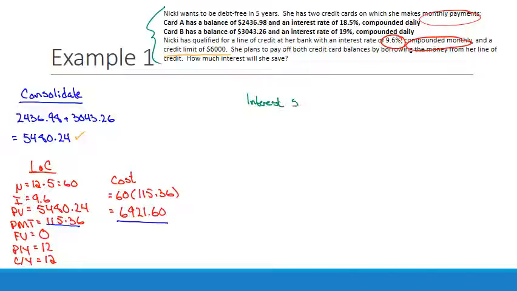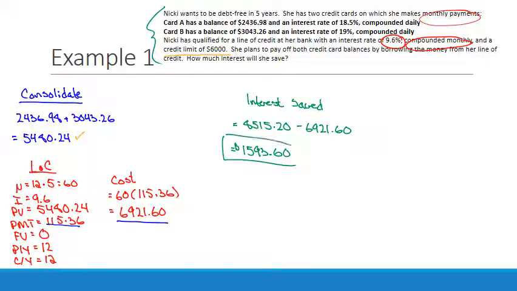So interest saved, well, do it officially. I was just using rough numbers there. In the first situation, she ended up paying $8,515.20. And now she's paying $6,921.60. And so she ends up saving $1,593.60. So that's even better than what my rough estimate was. That's basically $1,600. So this is a great way to go.